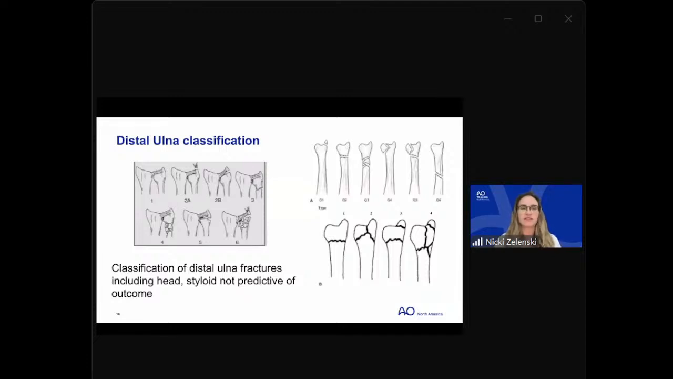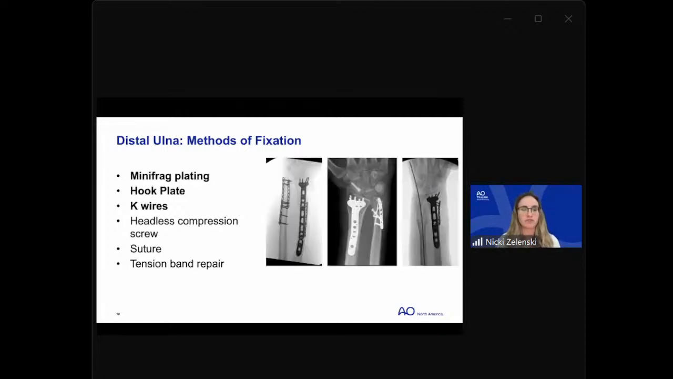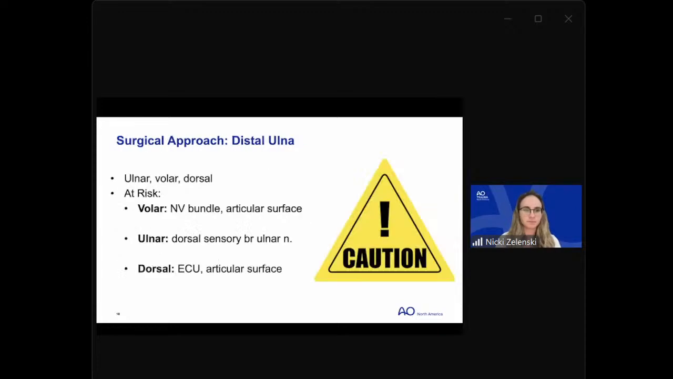There are a number of different classification schemes for distal ulna fractures that generally refer to the amount of comminution and the location of the fracture. But it's important to remember that these classifications are not predictive of outcome. So you don't have to fix all of these. Unfortunately, we don't know which ones you do need to fix and which ones you don't. But if you do decide to fix them, there's a whole cornucopia of options for fixation. And I'm going to talk about the 3 most common. Those are mini frac plating, a hook plate, or like a distal ulna specific plate, or K-wire fixation.